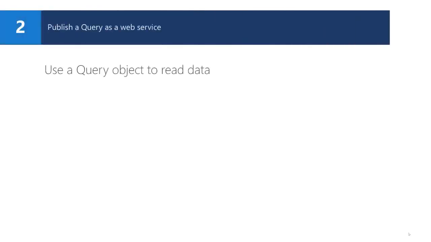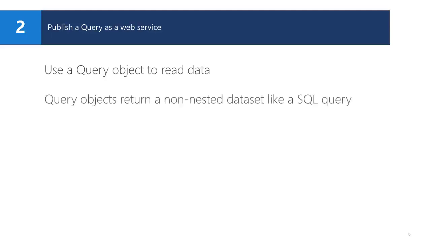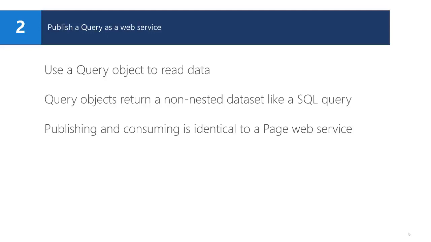A query is a read-only data stream that can be published as a web service. It is similar to a SQL query and it returns a flat dataset with no nested data items. Publishing and consuming a query is identical to a page web service. The only difference is of course that you now use a query object instead of a page object.